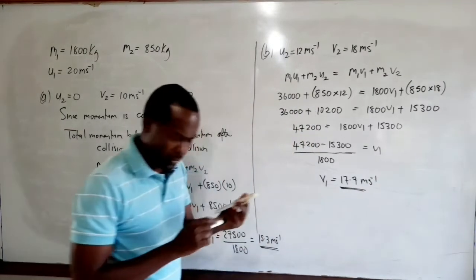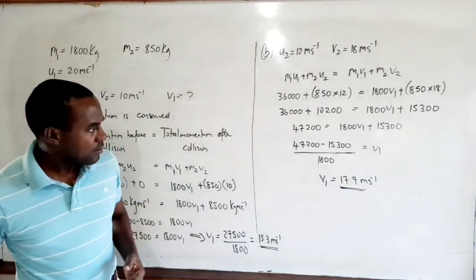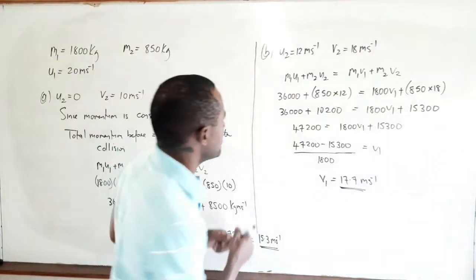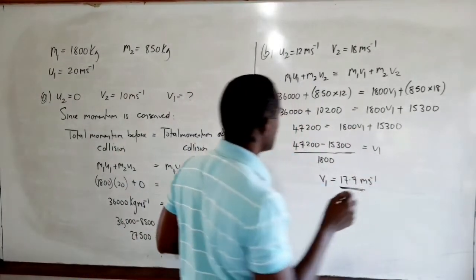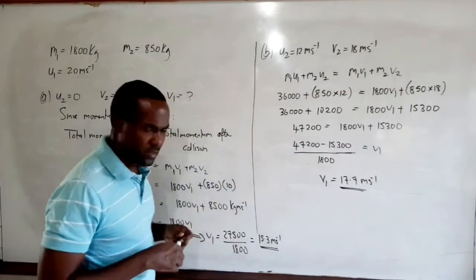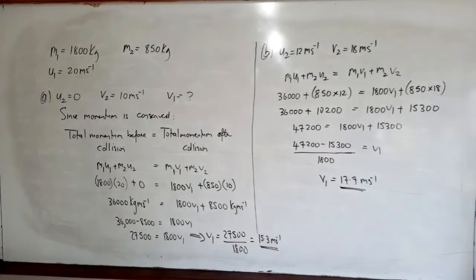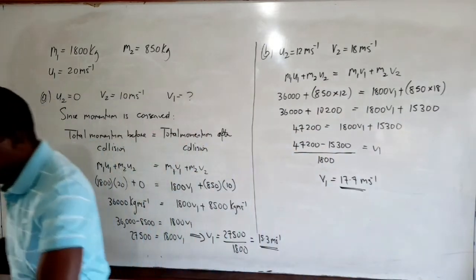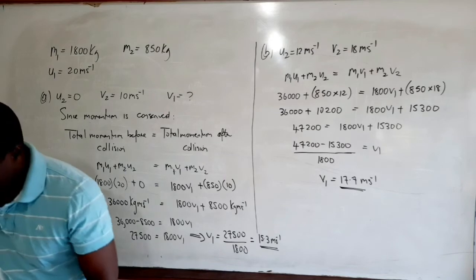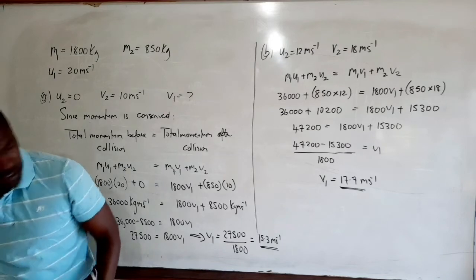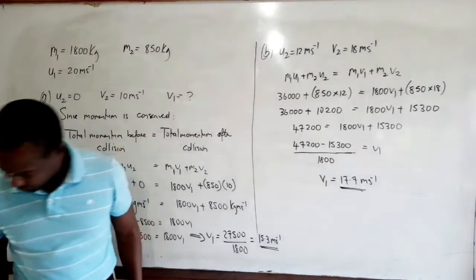And once again, that was V1, right? So once again, the velocity of the Range Rover is positive, and this therefore means that the Range Rover is still moving in its initial direction of motion, right? So when it comes to momentum problems, we can actually use the sign of the body's velocity to get an idea of the direction in which the body is actually moving, right?